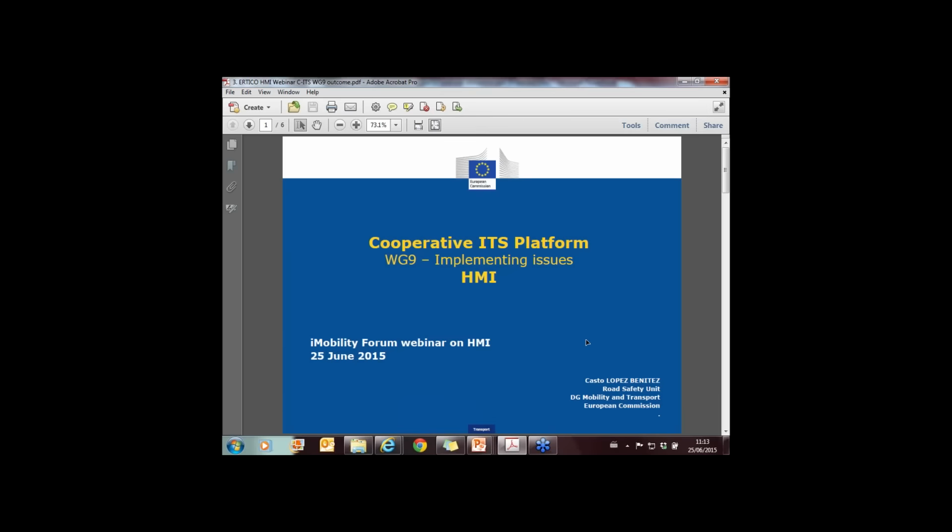I work in the Road Safety Unit of the Directorate General for Mobility in the European Commission, and I there follow issues related to technologies rather than behavior, although behavior is one of the main aspects of road safety. But today what I wanted to do is to report to you on the discussions we've had within one working group of the Cooperative Intelligent Transport Systems platform organized by the Commission. So I will give you a little bit of background of the work of this platform concerning road safety, and then in particular on the topic of human-machine interaction.